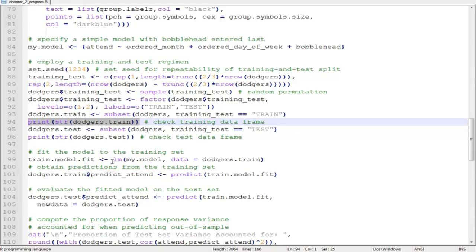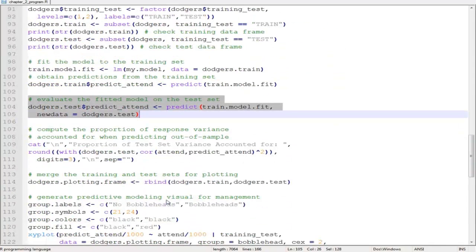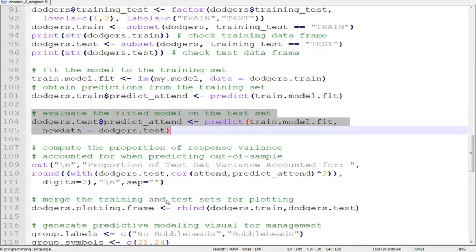Okay, does everyone understand? Okay, so let's keep going. We just did this one, and this one. Okay, now how about here? Evaluate the fitted model on the test set. So what does he mean by that? What are we going to do here?